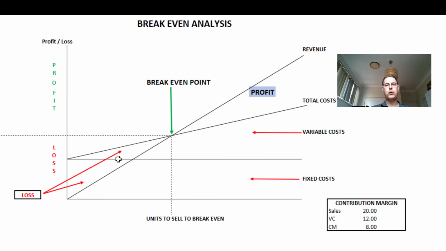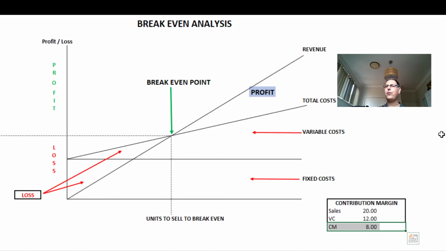One important aspect I want to talk to you about within this break-even analysis is the contribution margin. In layman's terms, a contribution margin is looking at what your sale is and then deducting from that your variable costs. So sales less your variable costs equals your contribution margin. If we take an example to make life a little bit easier, say each unit you sell is $20 and the variable cost of each unit you sell is $12, that gives you a contribution margin of $8.